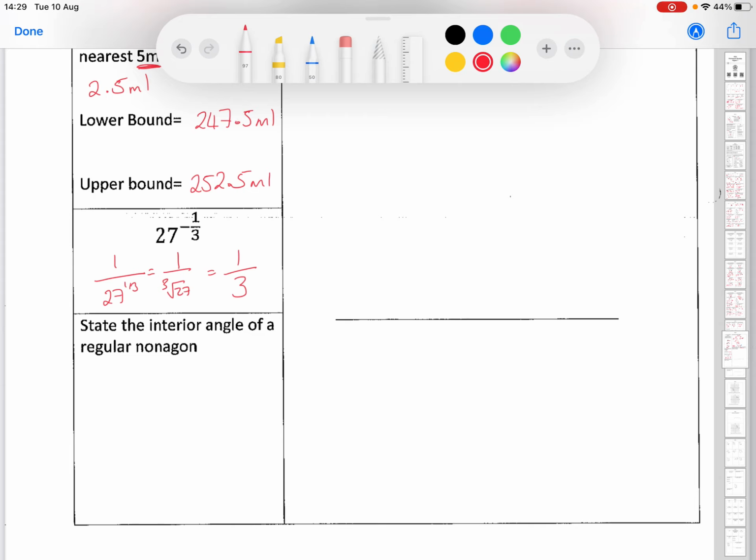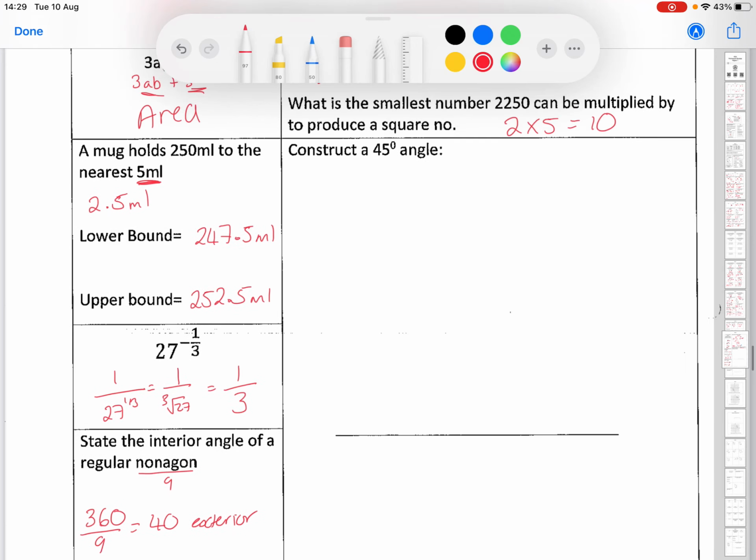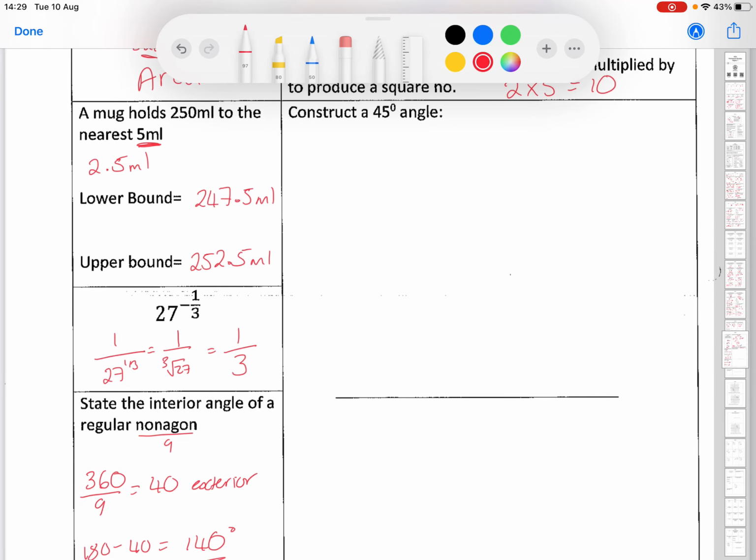Next one, I'm going to do the one underneath. So we've got state the interior angle of a regular nonagon. A nonagon has 9 sides. We could do this a number of different ways because it just wants the interior angle. We could work out the total interior angles. We could do 180 times 9 take away 2, so 180 times 7, and then divide by 9. Or, quicker way, we could do 360 divided by 9, which is 40. So that's the exterior angle. To get the interior angle, we could just do 180 take away 40, which is 140, because it wants just the interior angle.